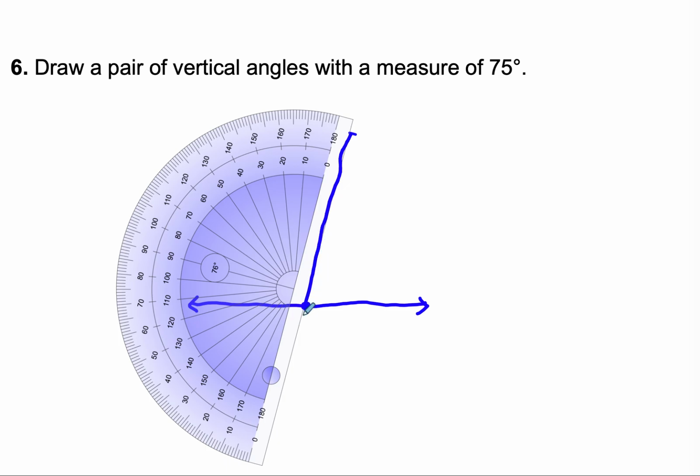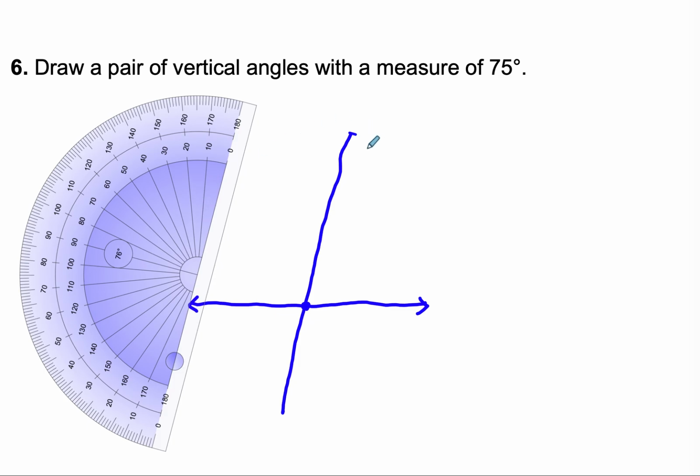I can't press up against mine, so mine isn't perfectly straight. You can press up against yours, so yours will look a little bit better than mine. I just kind of have to free draw that straight line. Arrows on the ends here. 75 degrees.